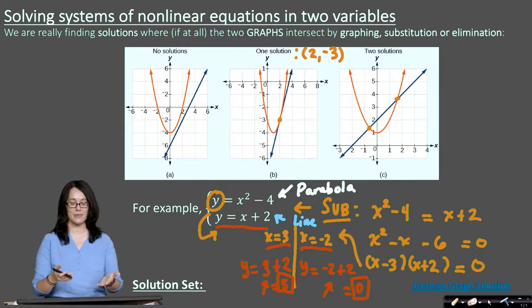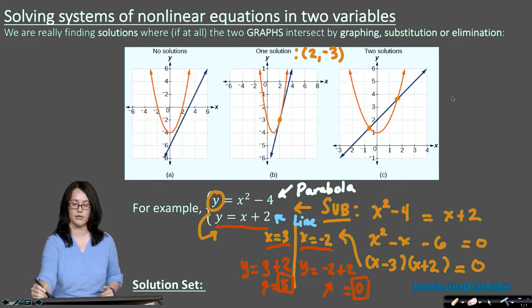In fact, I think I see what happened now. I think I did a negative 2, which is probably why that line looked a little bit off. But the solutions are the same as we just got in our picture. The solution set would be the point where x is negative 2 and y is 0, and where x is 3 and y is 5.